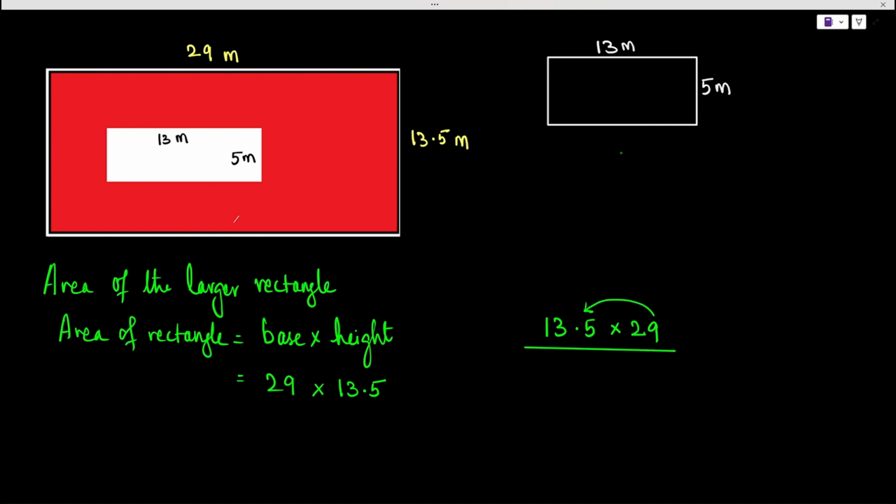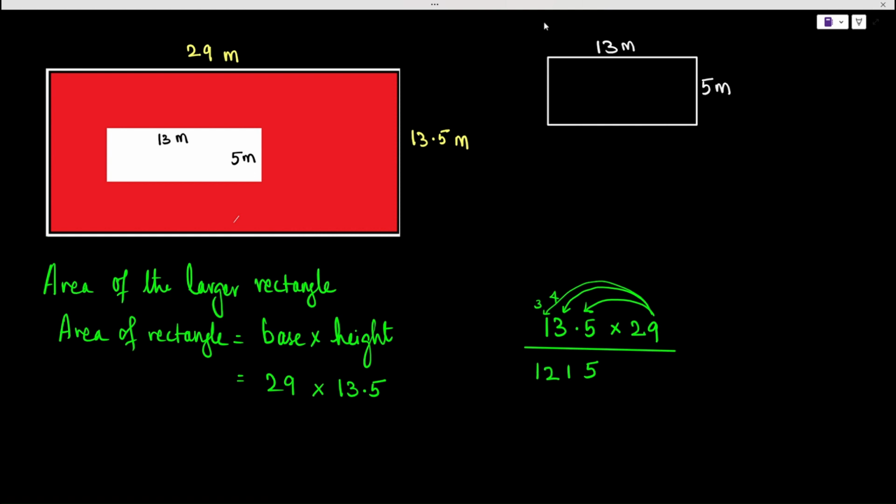So the first thing that we're going to do is 9 times 5, which gives us 45. So we write our 5 and we carry our 4 over. 9 times 3 is 27, plus our 4 gives us 31. So we write 1 and we carry a 3 over. Then we have 9 times 1, which is 9, and we add our 3, which gives us 12. So we write our 12.